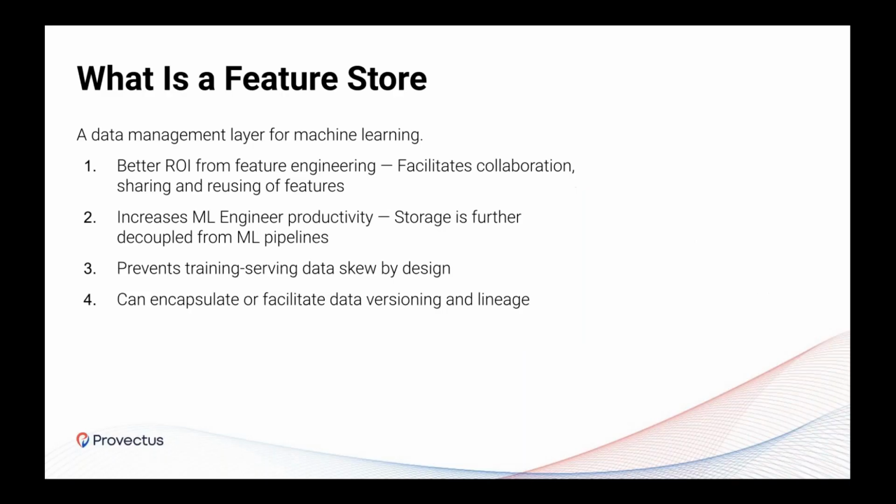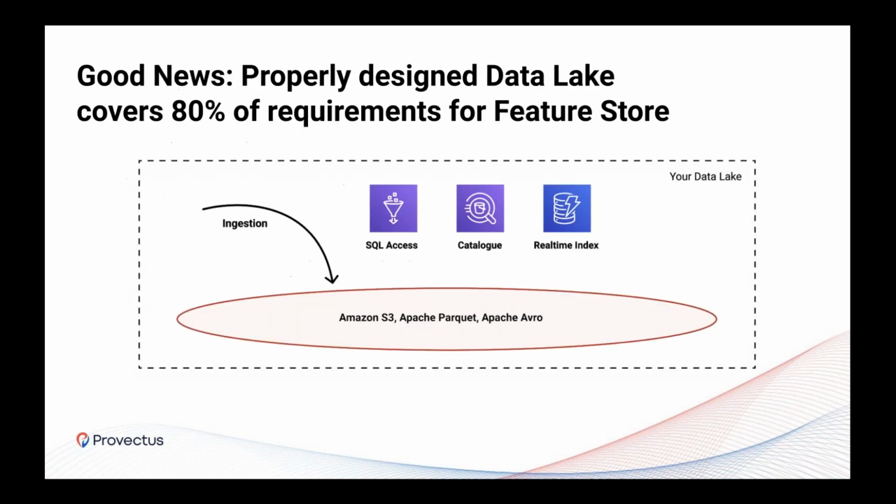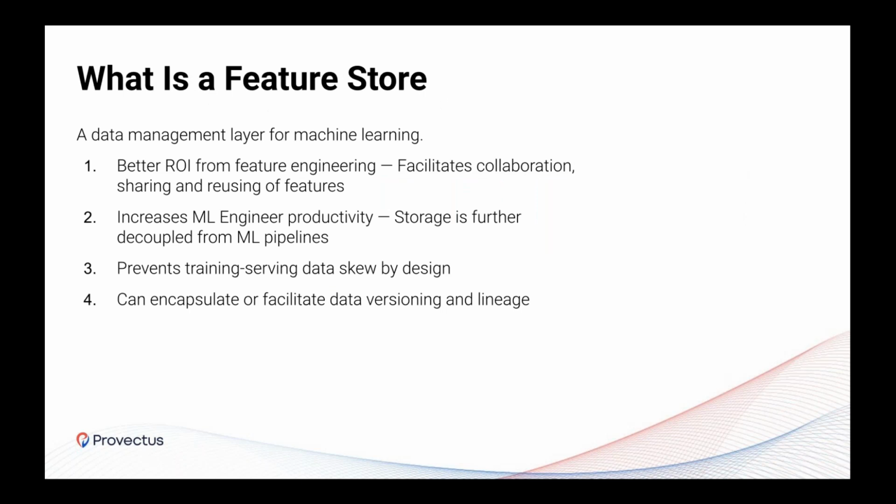What is a feature store? A feature store is a data management layer for machine learning. You know, a machine learning model is trained on features, and features are being used in serving time. The main benefit of introducing an additional abstraction layer called a feature store is to provide better return on investment from feature engineering. Imagine you have one dataset and many different machine learning applications developed by many machine learning engineers. In this case, 90% of the features are to be reused between those applications.